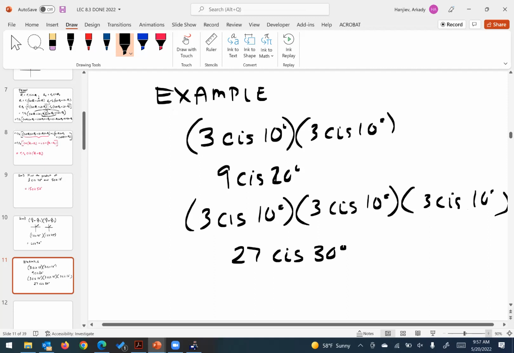Sweet. Okay. So give me this one here off to the side: 3 cis 10 to the 5th power. Let's see, it's 50, and 243 cis 50. I'm going to write 3 to the 5th power, just checking the multiplication. 243. Didn't even need a calculator. Mental math, if you're good at mental math, which I am not. Are we good?